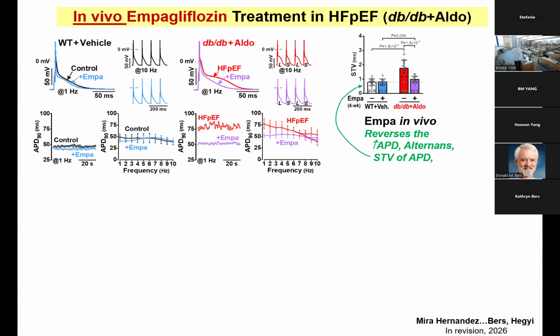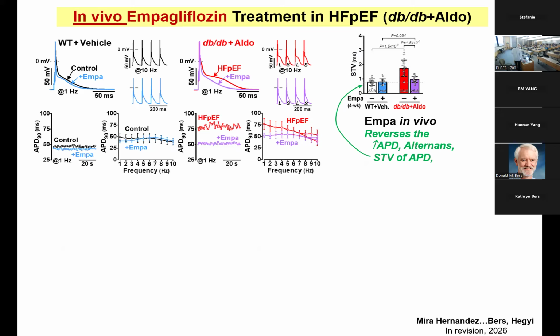But here, the in vivo treatment, even though now we isolate the myocytes, it takes a couple of hours, then they're cultured and sitting around for another couple of hours while the experiments are going on. Even with no EMPA during that time, there's a lasting beneficial effect on the APD. It gets shortened. The alternans gets reduced.